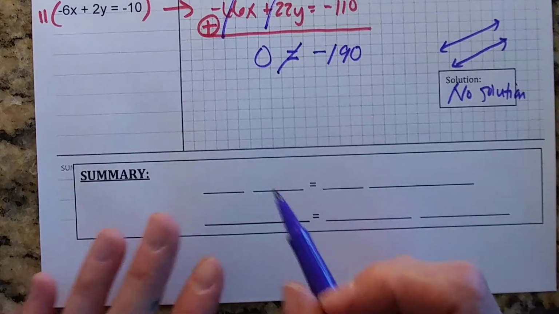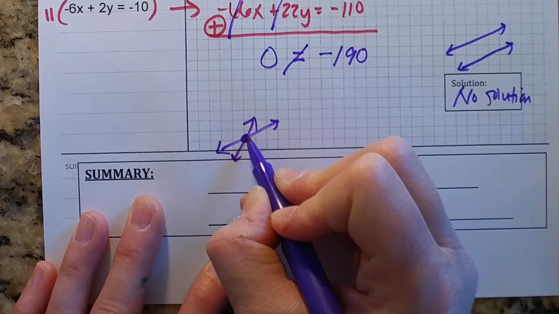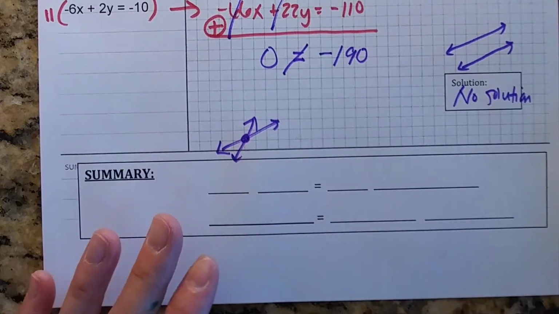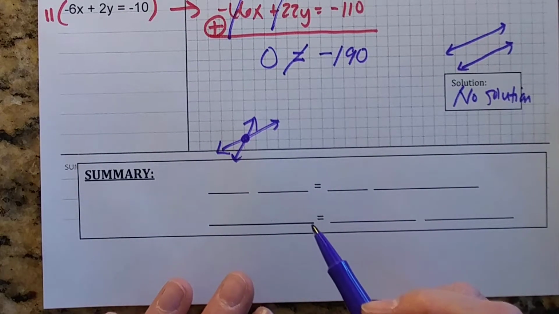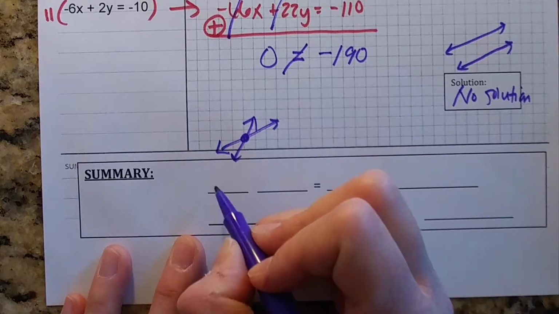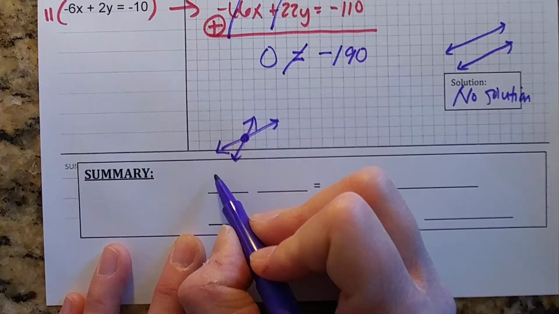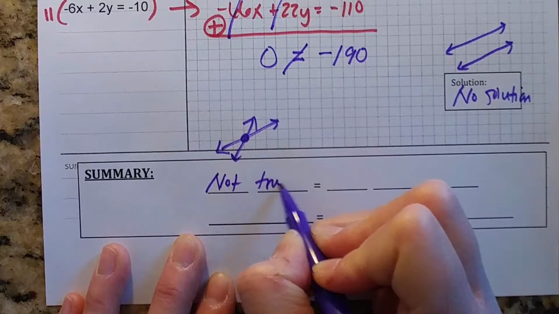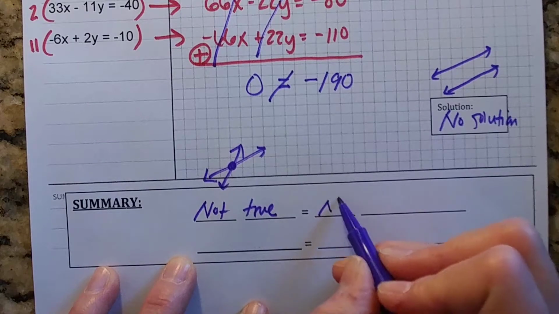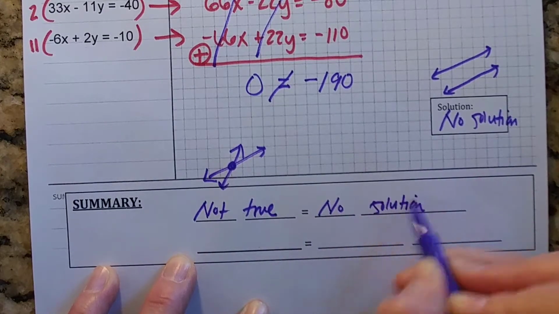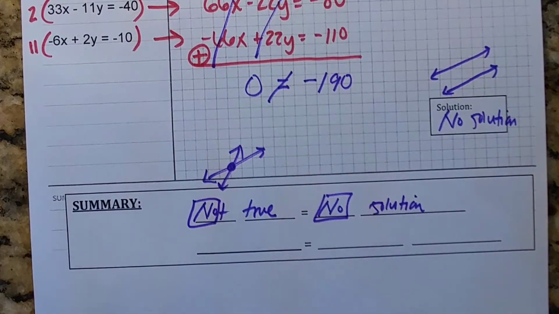Now, sometimes when we have a linear system, we're going to see that the lines are going to cross or intersect at one point where we get one solution. But sometimes we're going to get a linear system that has no solution or infinitely many solutions. So if I end up with the variables canceling out completely when I'm using the elimination method, and I end up with something that is not true, like for instance this one, 0 equals -90, I know that my answer is going to be no solution. Not true, no solution.